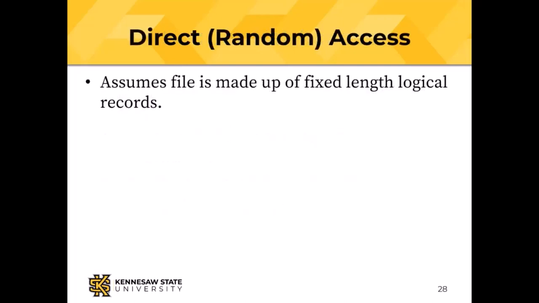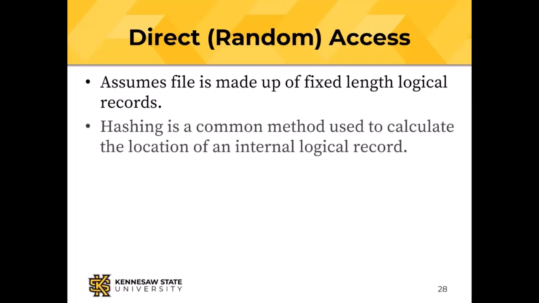Random access assumes the file is made of fixed length logical records, which is almost never a good assumption. It was a good assumption when files were on tabulating cards with holes punched in them. One way of locating a record on a file is this thing called hashing, and that allows us to compute for a file key the location of a logical record.